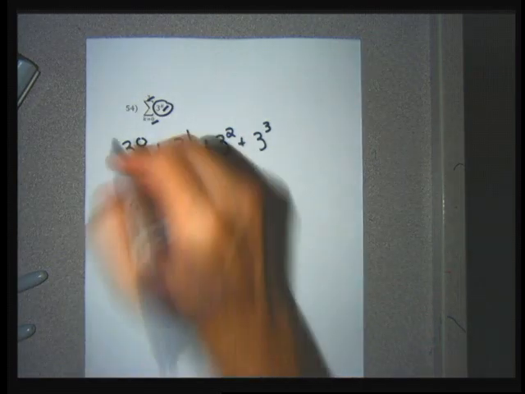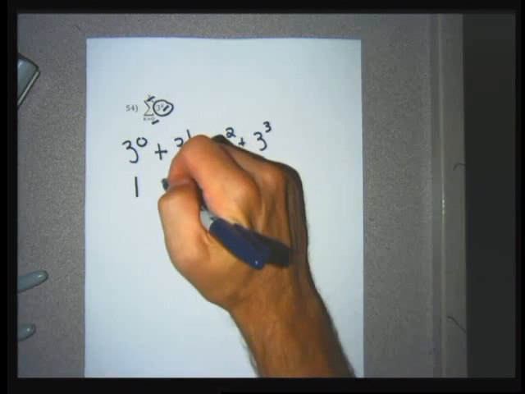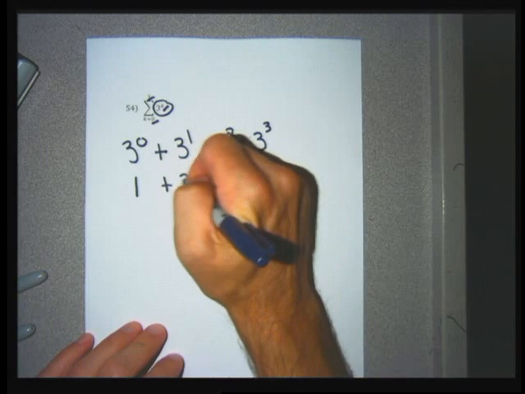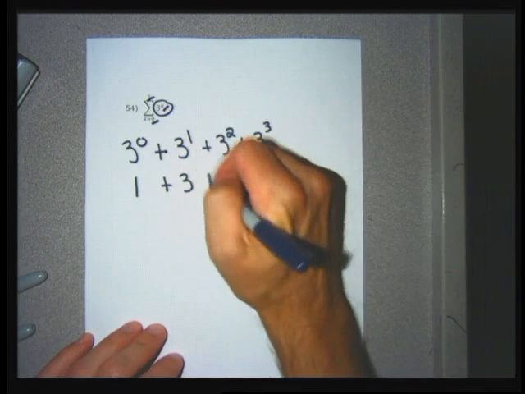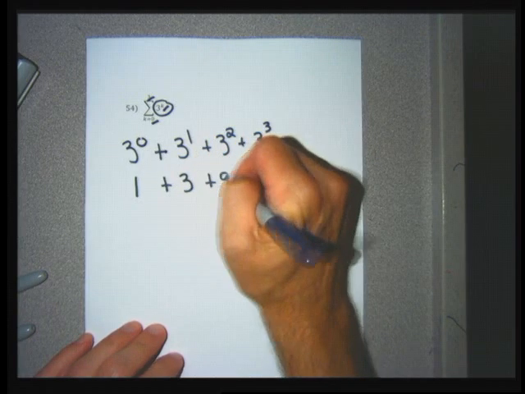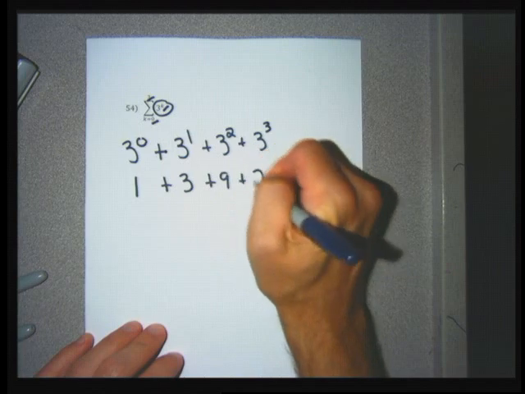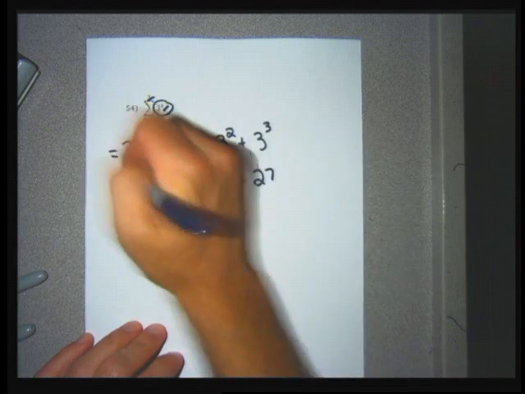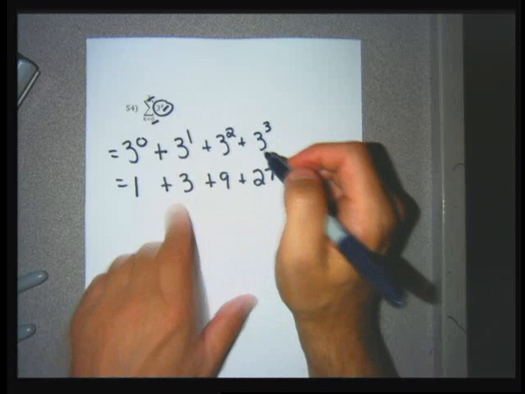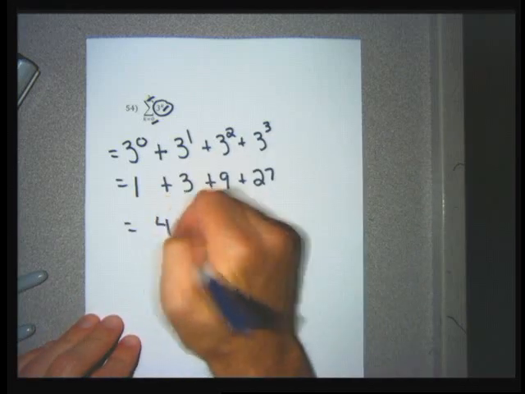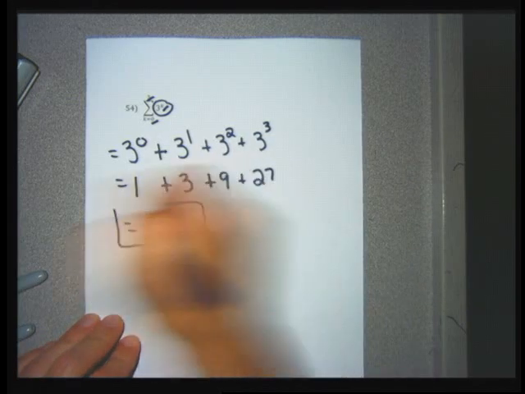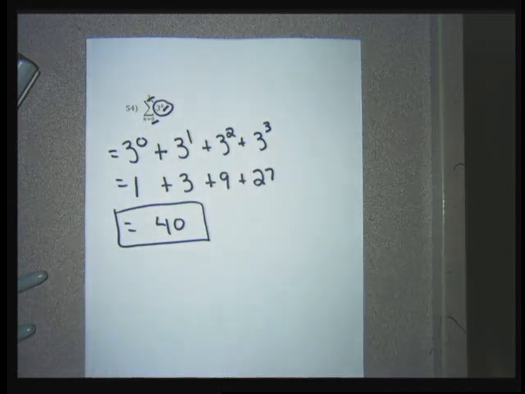So 3 to the 0, anything to the 0 power is 1. 3 to the first power, anything to the first power is 3. 3 to the second power is 9. 3 cubed is 27. And if I add those numbers up, I think I get 40. The answer to problem 54 is 40.